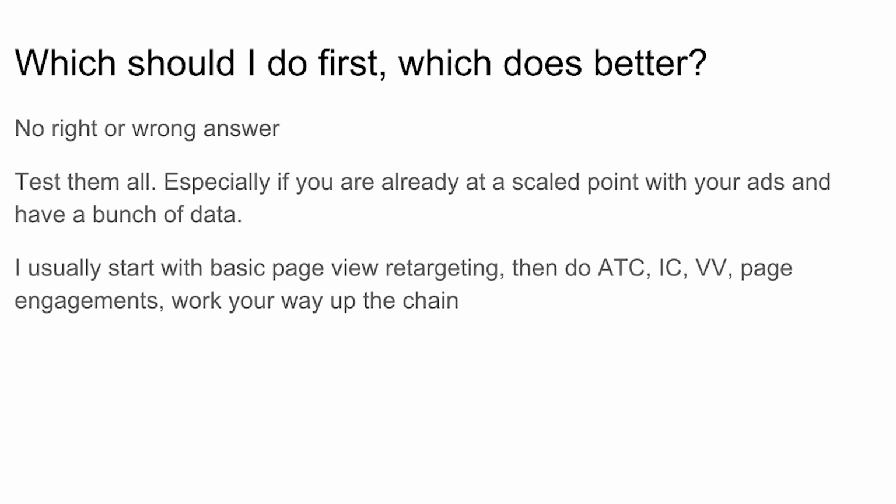But which one do I usually start with? It's usually just basic page view retargeting, people who visited the page. And then after that, I'll retarget people who add to cart and then initiate checkout. So it's basically abandon cart and abandon checkout page retargeting, and then you move on to video views and page engagements, and essentially just working your way up the chain.